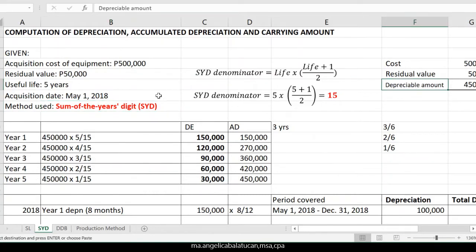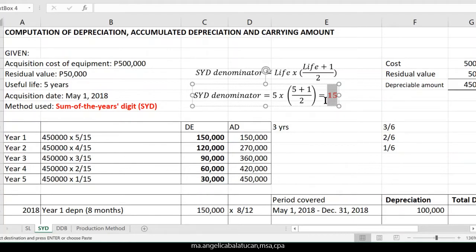So to get the denominator, this is the formula. SYD denominator is equivalent to the life plus 1, divided by 2, multiplied by the life. So we are just going to substitute here the useful life. 5 plus 1 divided by 2 times 5, that's 15. Okay, so what will be the use of this 15? This will be our denominator.